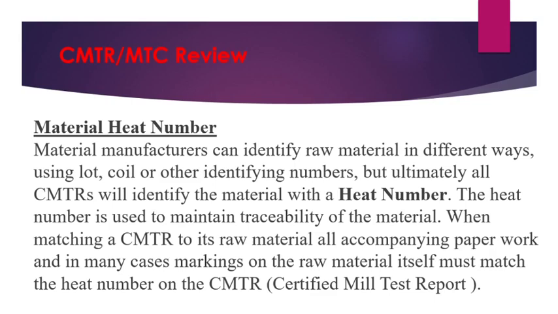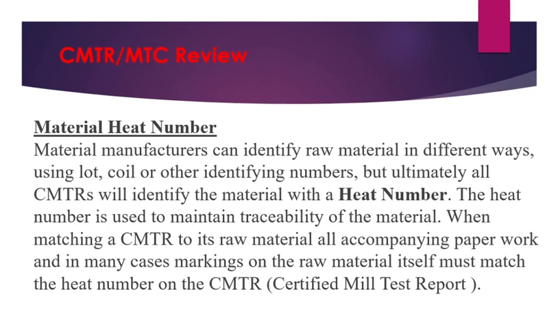Then material heat number. This is another most important item for the mill certificate. The certificate must mention the heat number. The material manufacturer can identify raw material in different ways. Maybe they identify it using a lot number, a heat number, a coil number, or other identifying method numbers. But ultimately all CMTRs will identify the material with the heat number.